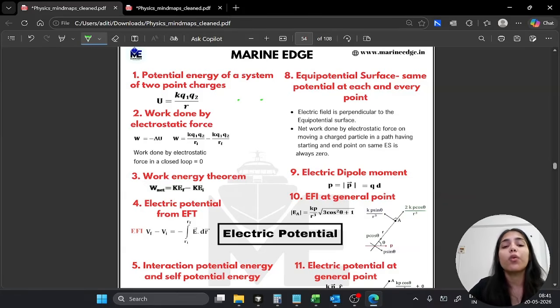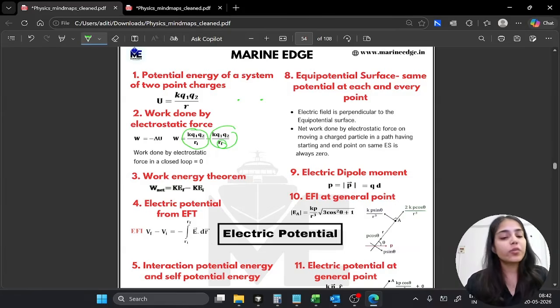Now, work done by electrostatic force. If you're trying to bring a charge inside an electric field in a given range, how much work will be required to bring the charge externally inside this electric field? That work done is equal to k q1 q2 upon r, whatever was the initial position, minus k q1 q2 upon r, that is the final position.